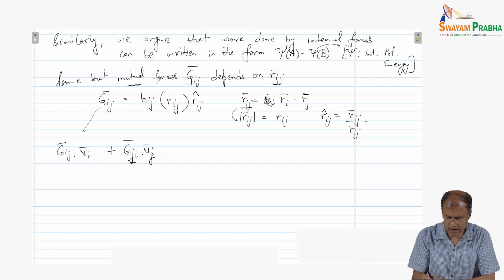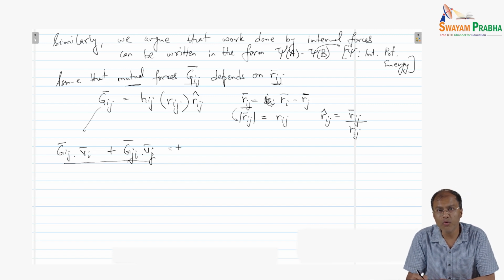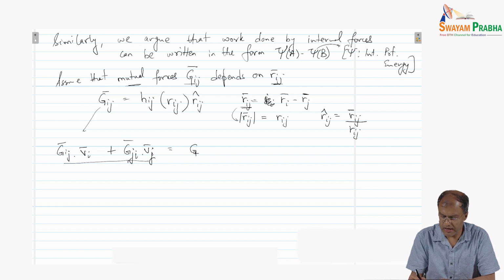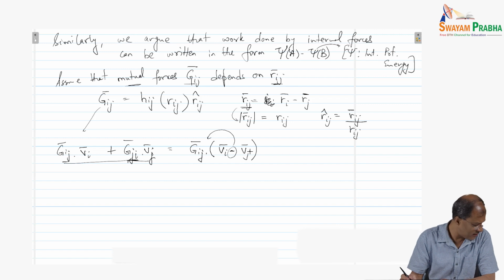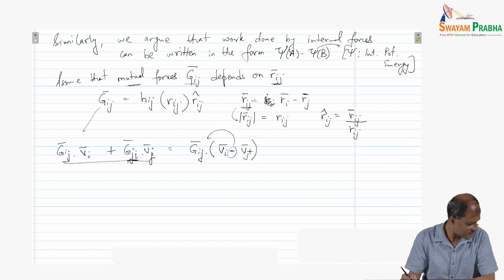Now in this particular summation, I am going to use Newton's third law, which says that I can keep Gij, and now inside the bracket I have Vi minus Vj, and that's it. So where did this minus come from? This comes from the fact that Gji is minus Gij from Newton's third law, right? So that's the idea.